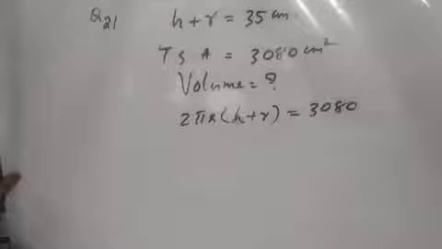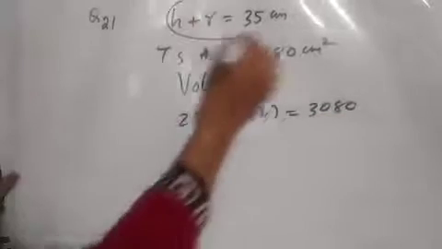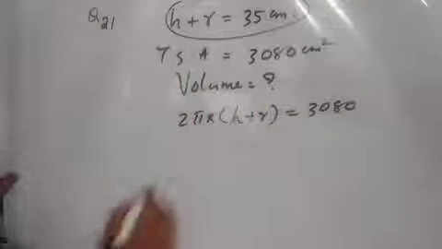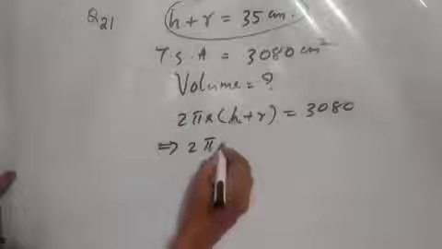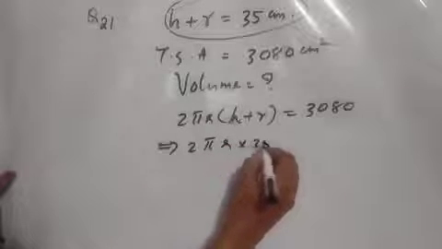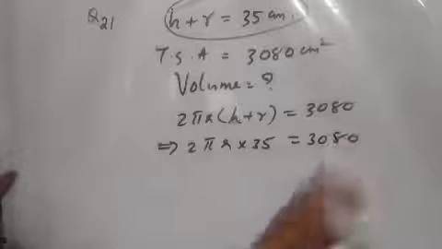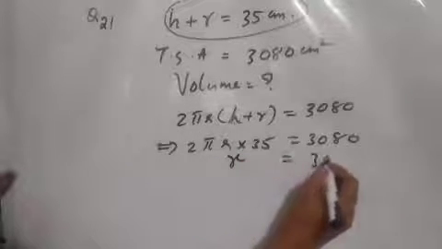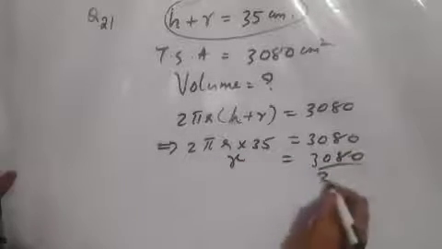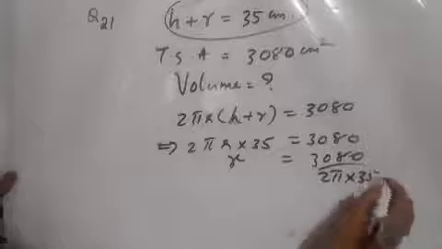That is given in the question. Also the sum of h and r is 35. So let us substitute this. 2 pi r into 35 gives 3080. So from this relation we can find r. r is 3080 divided by 2 pi into 35.